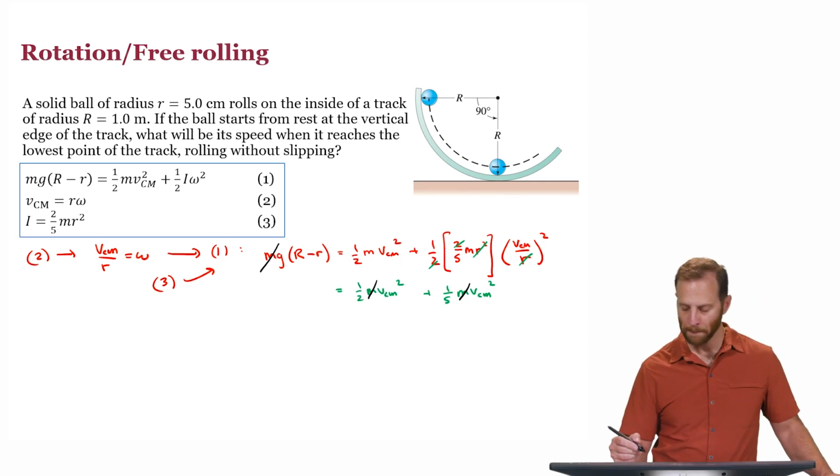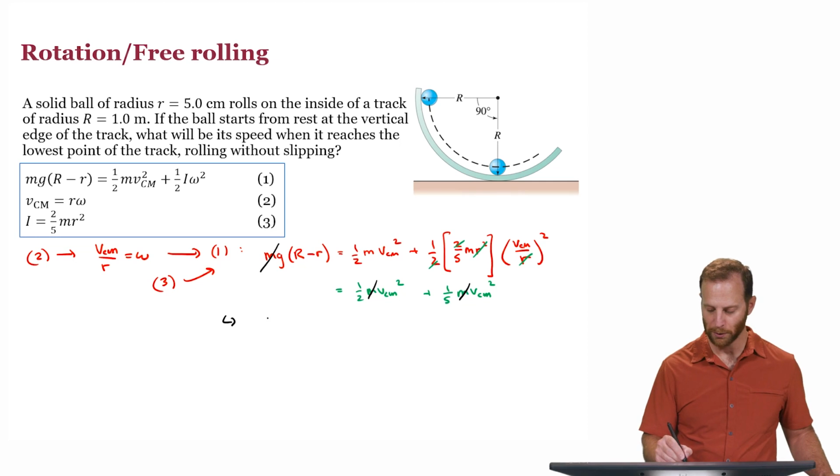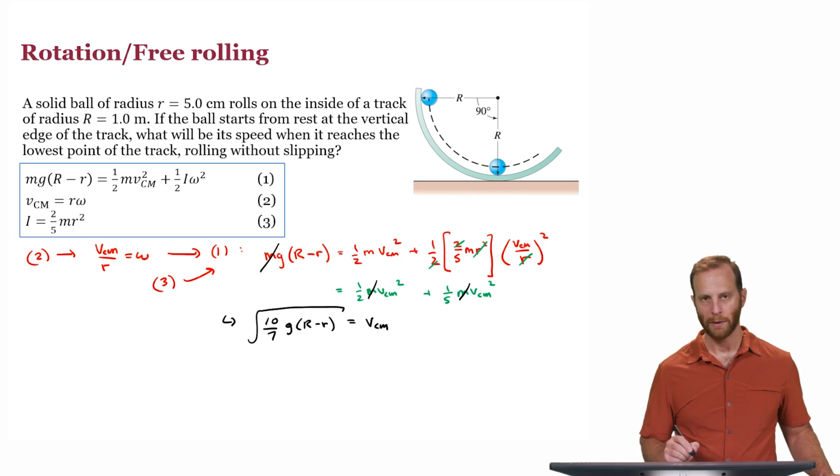We can divide. Combine 1/2 and 1/5 to give you 7/10, and then we can rearrange and solve for the speed of the center of mass. 10/7 g(R - r) equal to the center of mass speed squared, so we'll take a square root, and that's the algebraic expression that we wanted.